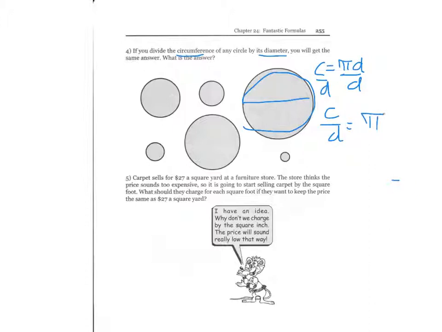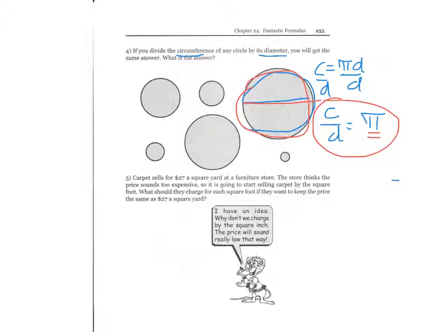In other words, for every circle, the ratio of the circumference to diameter, how many times bigger it is to go all the way around than to just go across, is 3 and a little bit more, is that mysterious number pi.